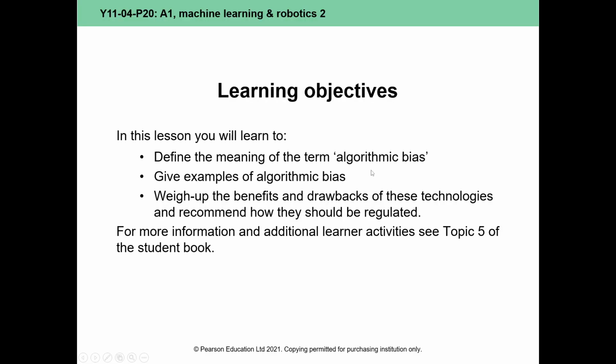So we need to make sure that we understand what bias is so that we can then understand algorithmic bias and give examples and case studies and understand and debate and discuss all of these so that we have a really good understanding of the advantages and the disadvantages of these technologies. What do we mean by these technologies? Artificial intelligence, machine learning, and robotics.